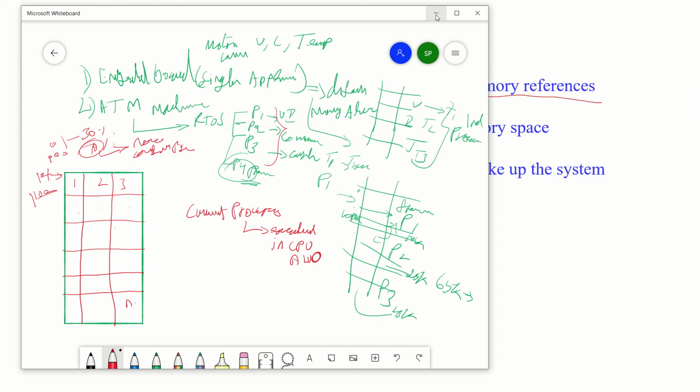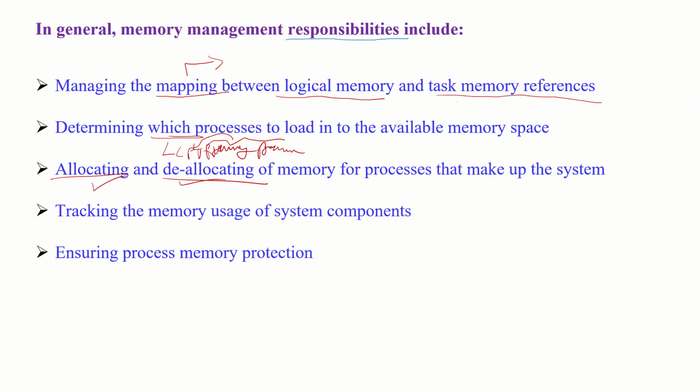So whenever I use memory, there is memory allocation and deallocation of the memory, which is done by the memory process. This is what we are going to see in the memory management system. Next one is to track the memory usage of each component. If you allot memory for a specific process, how much memory the process utilizes is the thing we are going to consider.